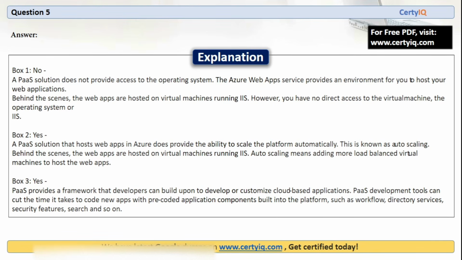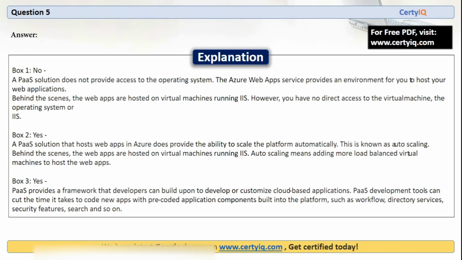Box 2. A PaaS solution that hosts web apps in Azure does provide the ability to scale the platform automatically. This is known as autoscaling. Box 3. PaaS provides a framework that developers can build upon to develop or customize cloud-based applications. PaaS development tools can cut the time it takes to code new apps with pre-coded application components built into the platform, such as workflow, directory services, security features, search, and so on.